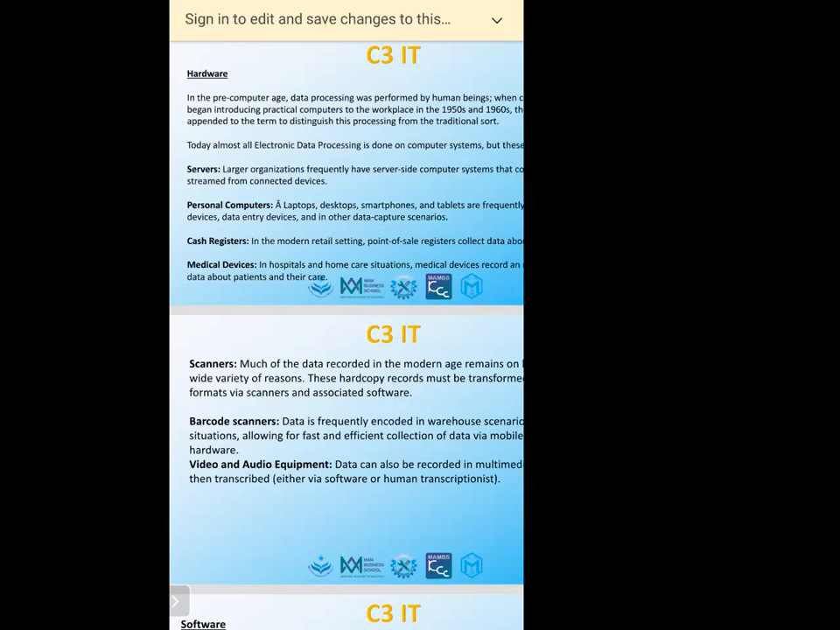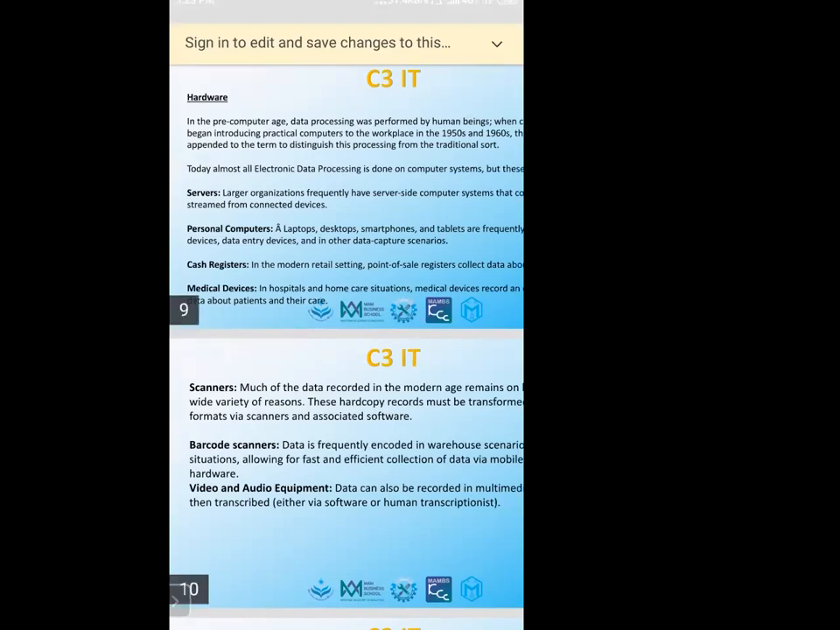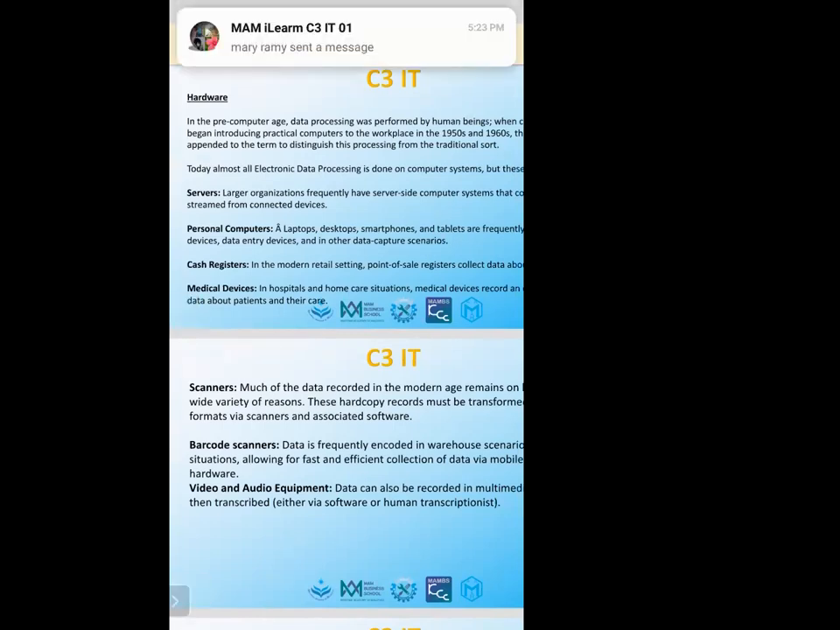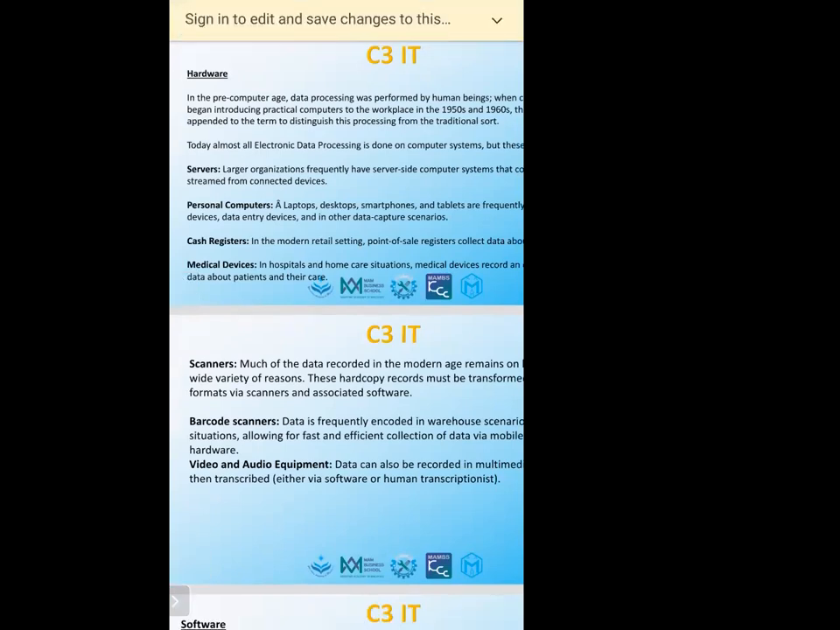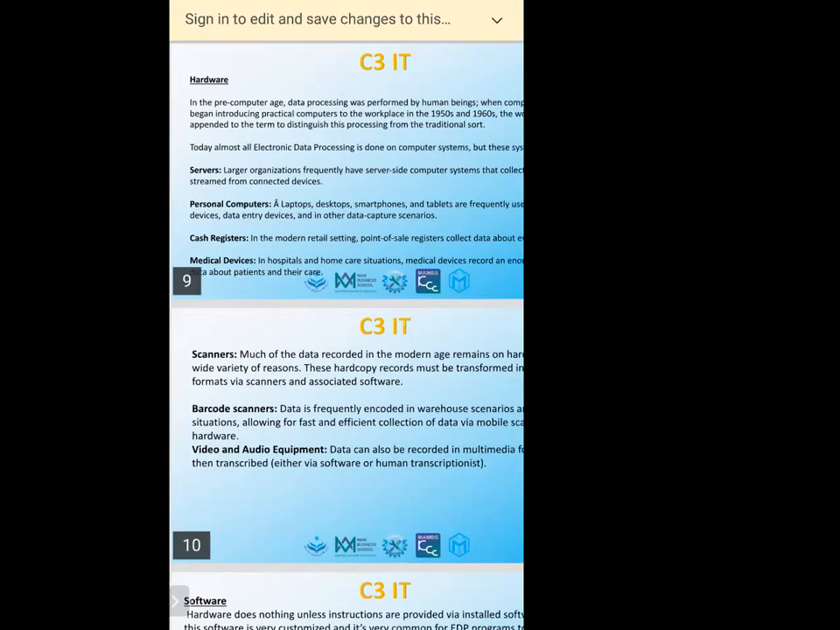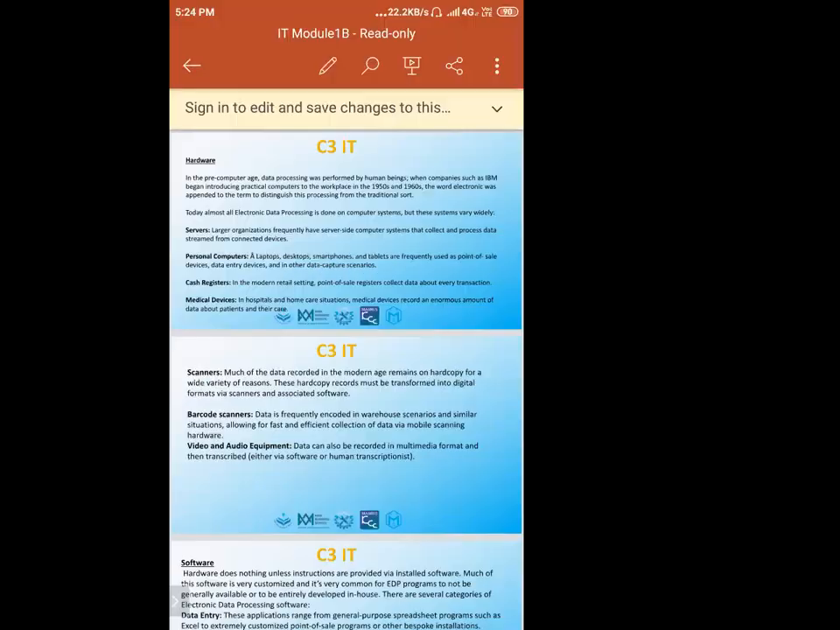So these all are called the EDP hardware. These all are called which one? EDP hardware. Tell me what are the EDP hardware? Servers, personal computer, and cash registers, medical devices, scanner, barcode scanner, video and audio equipment. These all are called the which one? EDP hardware and software.